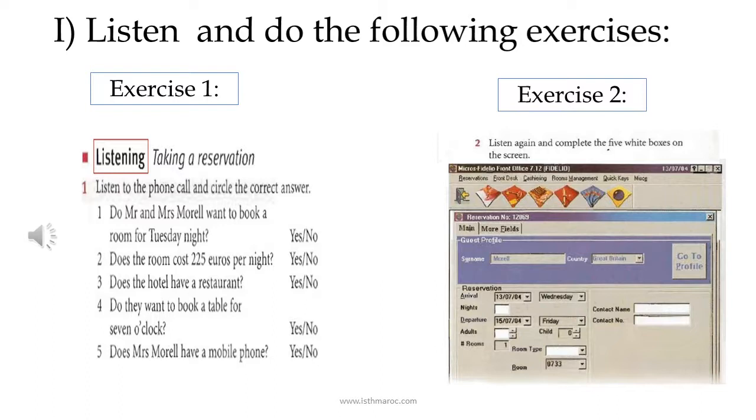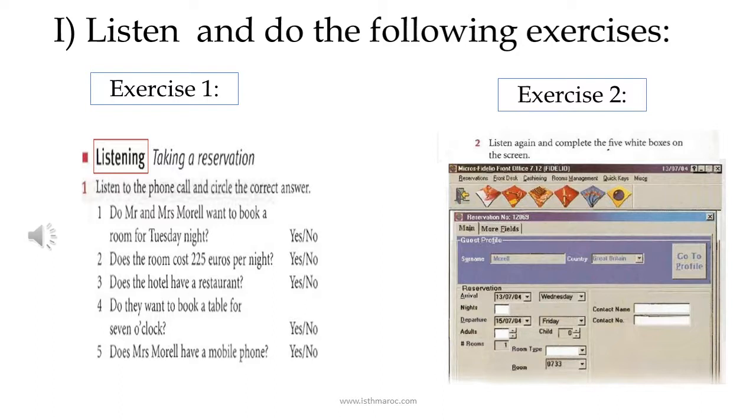Receptionist: Good morning. Reservations. Felipe speaking. How can I help you? Caller: Hello. I'd like to book a room for me and my husband, please. Do you have a double room for next Wednesday? Receptionist: Yes, we do. How many nights is it for? Caller: Two. Wednesday and Thursday. Receptionist: Yes, we have a double room available. Caller: Oh, good. How much is it? Receptionist: It's 225 euros per night, including breakfast. Caller: Good, that's fine.